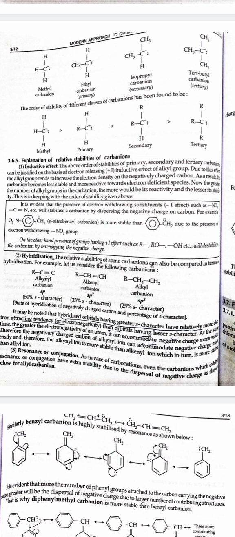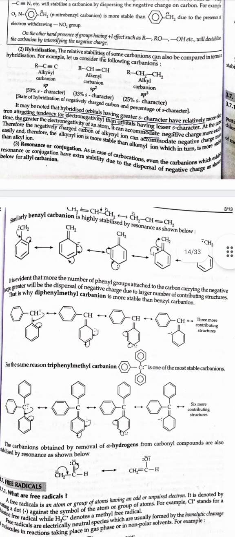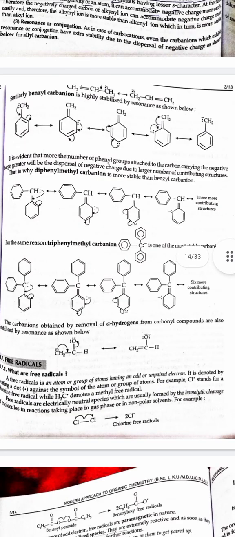Resonance or conjugation. As in case of carbocations, even the carbanions which exhibit resonance or conjugation have extra stability due to the dispersal of negative charge as shown below for allyl carbanion. It is evident that more the number of phenyl groups attached to the carbon carrying the negative charge, greater will be the dispersal of negative charge due to large number of contributing structures. That is why diphenyl methyl carbanion is more stable than benzyl carbanion. The carbanions obtained by removal of alpha hydrogens from carbonyl compounds are also stabilized by resonance.